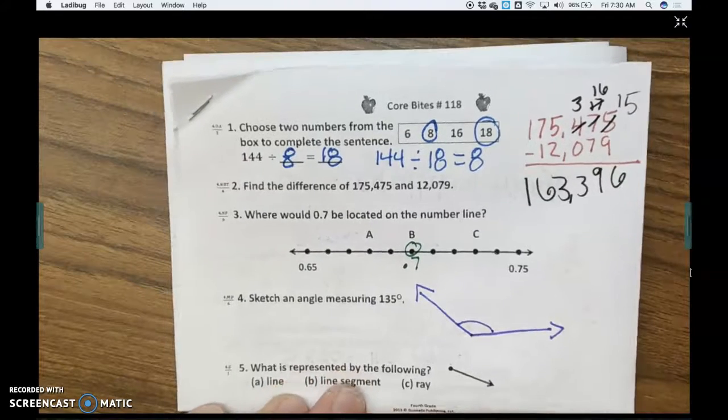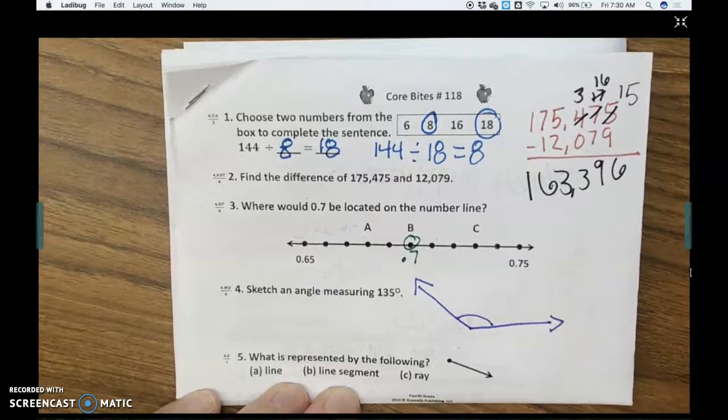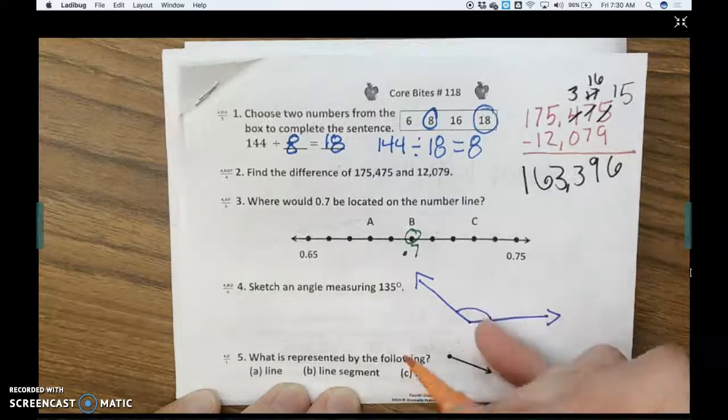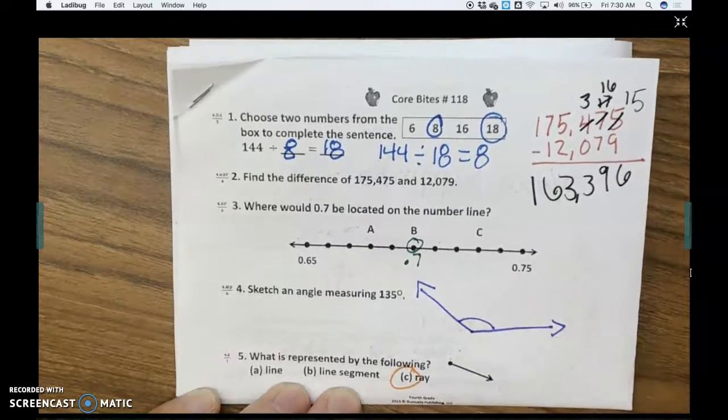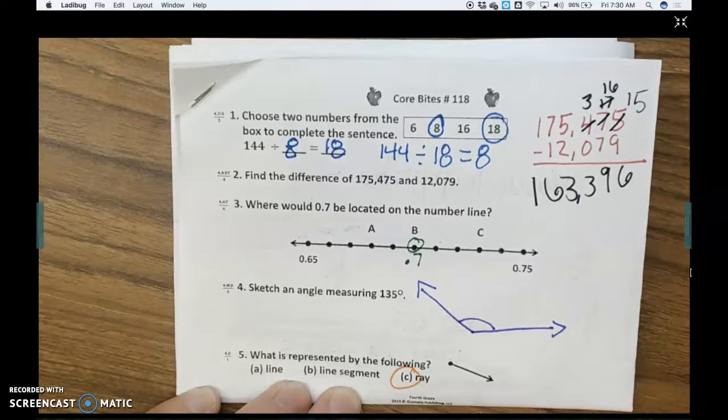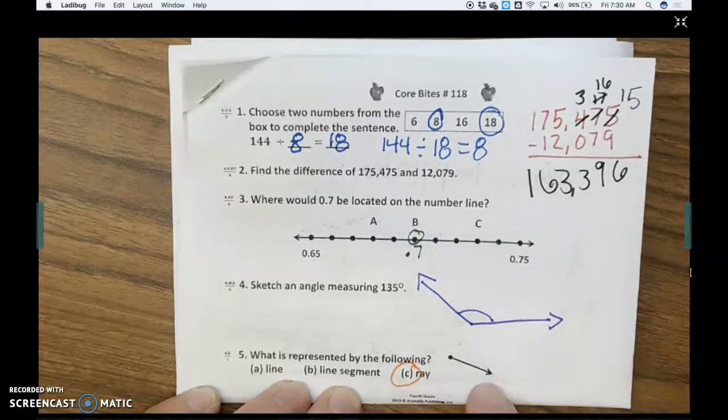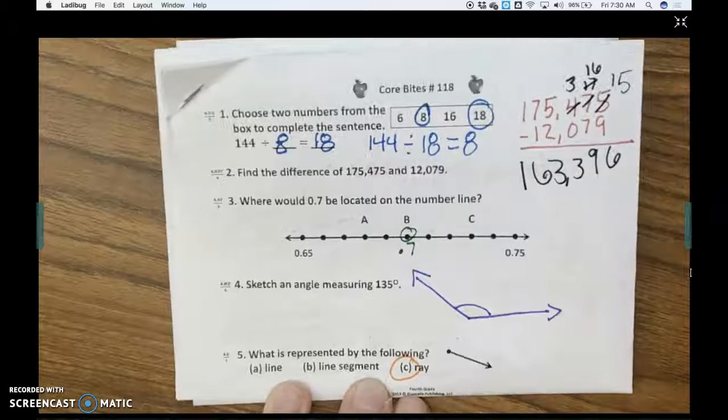And then for your last one, what is represented by the following? This is what we call a ray, because it starts here, goes that way. So think of the sun, like sunlight, sun rays, going from the center of the sun out into the galaxy, out into the solar system. That's the way to think about it.